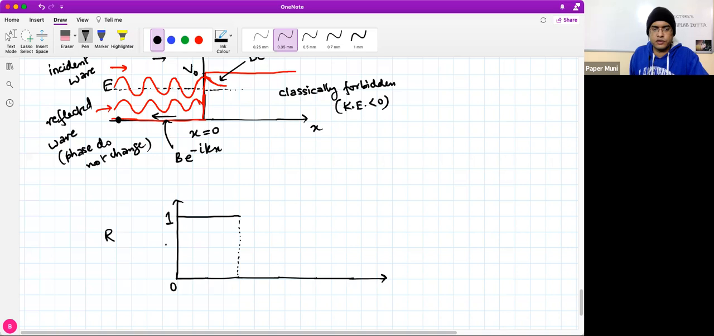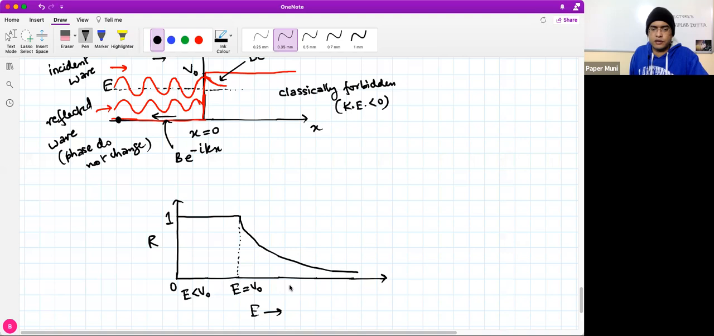So this is a reflection coefficient. I'm talking about R here, and this is R, and this is the energy axis. In this direction we are taking increasing energy. All right, so this is E equal to V naught, and this side is E less than V naught. So it's decaying here.